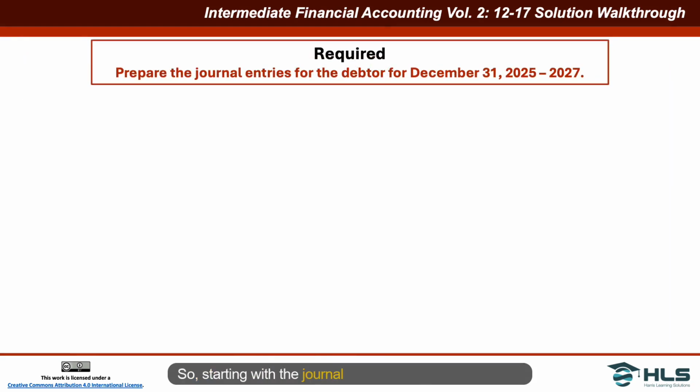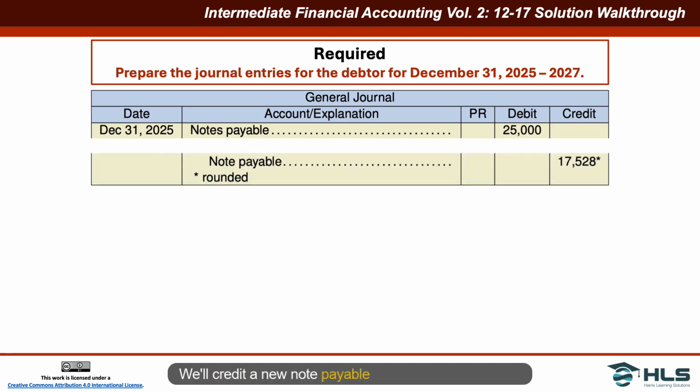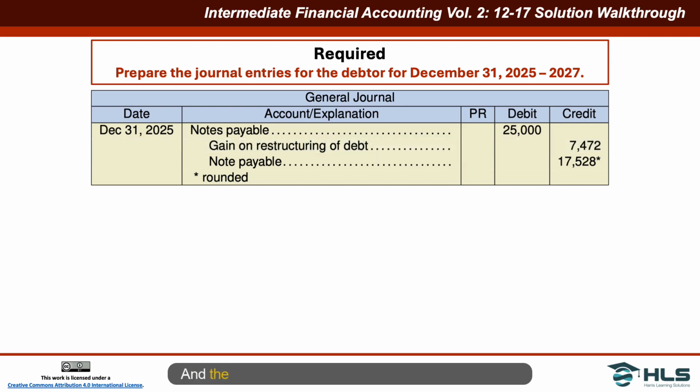So starting with the journal entry at December 31st, 2025, because this is a settlement, we must remove the old debt. The current carrying value of the debt at its present value is $25,000, so we'll debit the note payable for $25,000. We'll credit a new note payable for the present value we just calculated of $17,528. And the difference between the two to make our journal entry balance is going to be a credit of $7,472, which is classified as a gain on the restructure of the debt. So we'll credit an account called gain on restructuring of debt for $7,472.